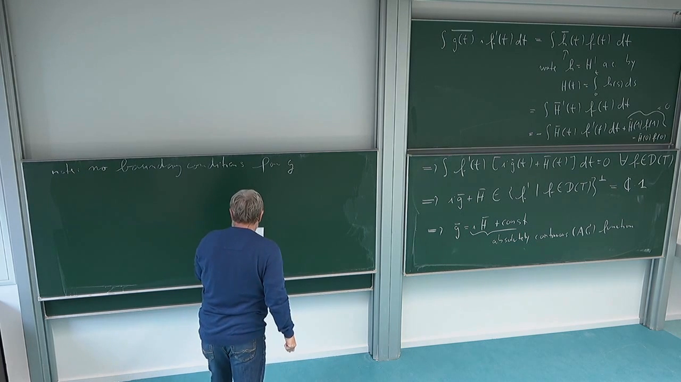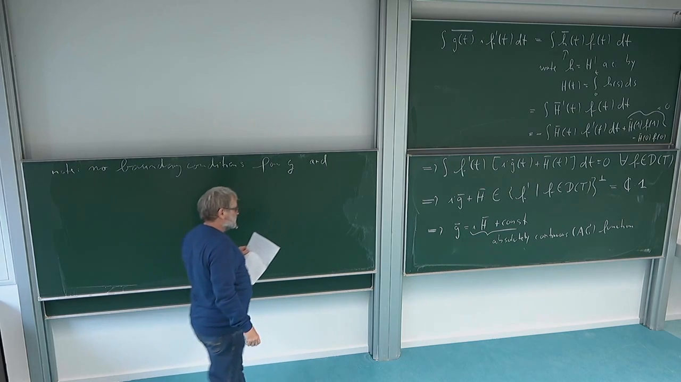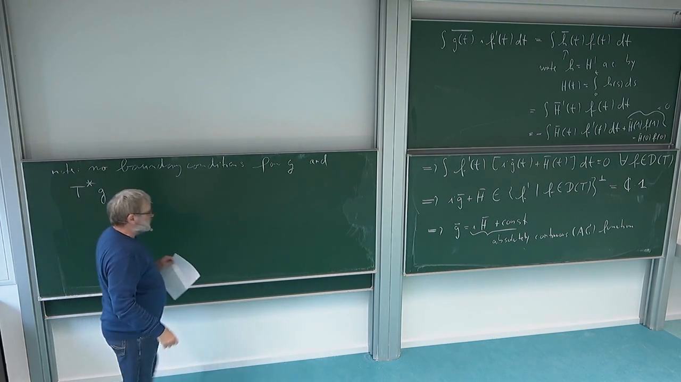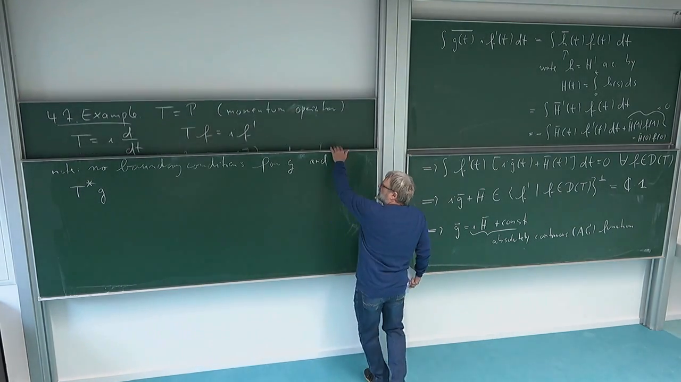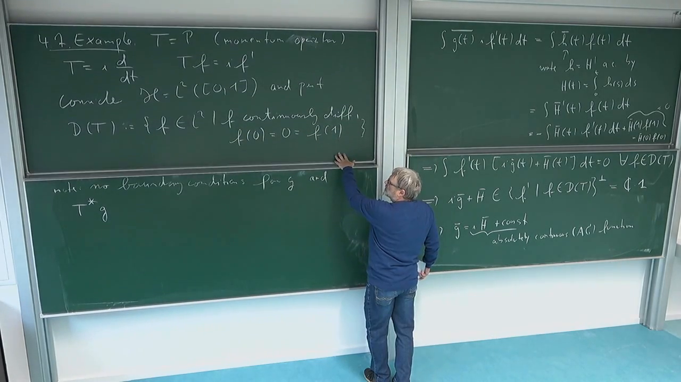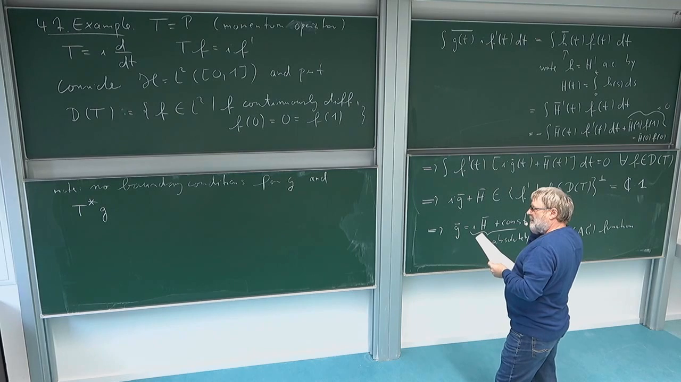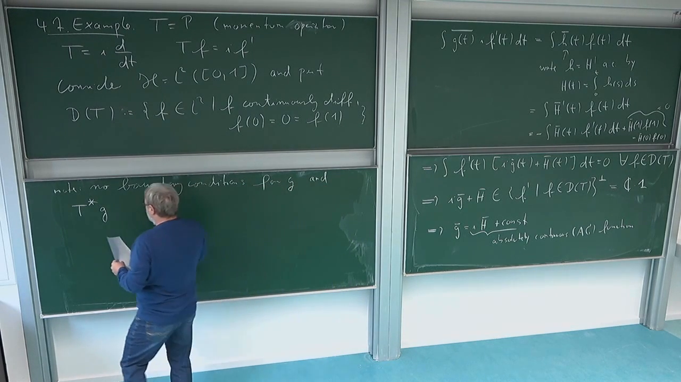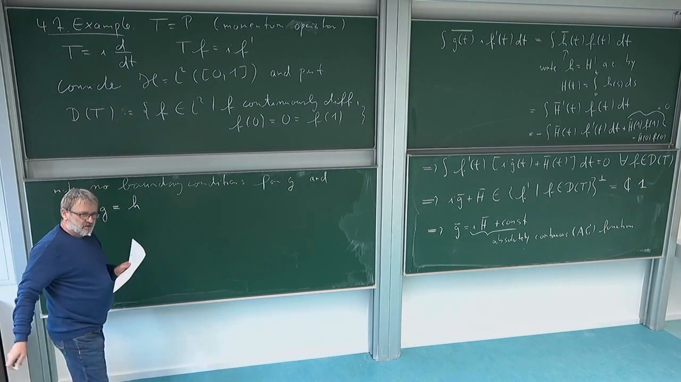For G. And so what is the T star of G? So the G's for which we get this H, those are the absolutely continuous ones, and of course the T star of G is exactly this H, which we had there.